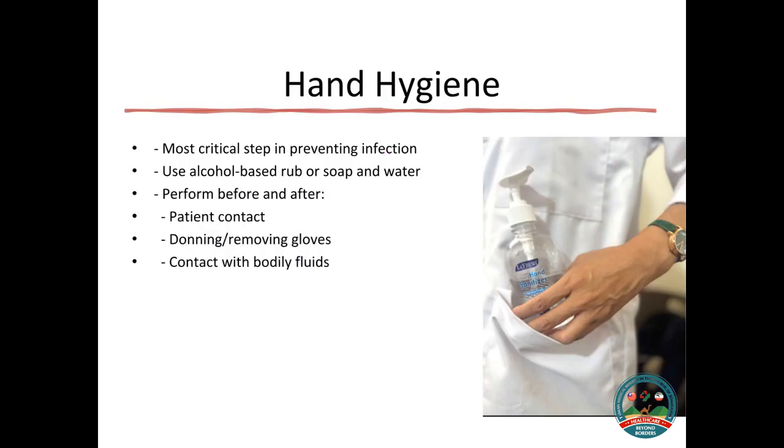Hand hygiene is the most critical step in preventing infection. We should use alcohol-based hand rub or soap and water, depending on the situation. Perform hand hygiene before and after patient contact, putting on or removing gloves, and after any contact with body fluids. This simple step protects both the patient and the healthcare worker. Clean hands truly save lives.